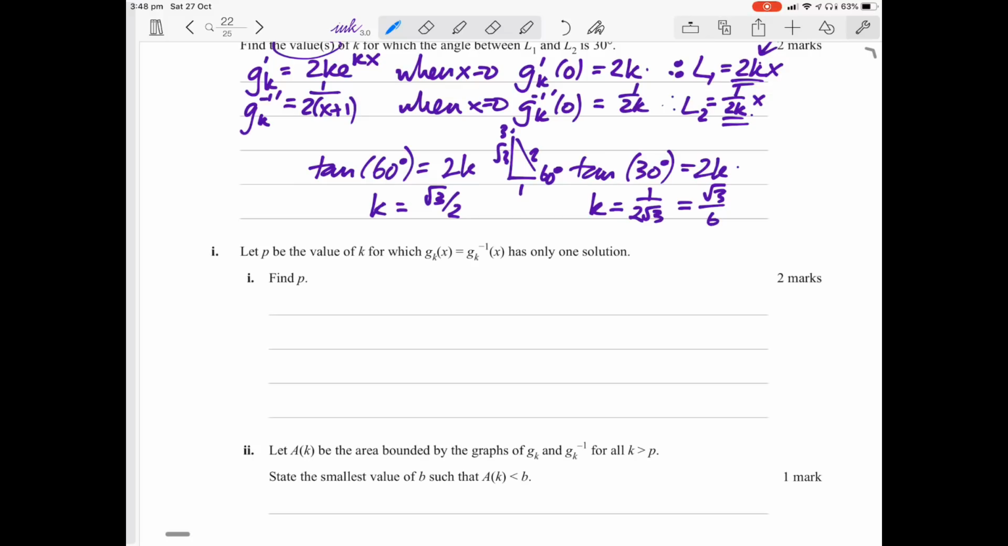Okay, let p be the value of k for which g of x only has one solution.